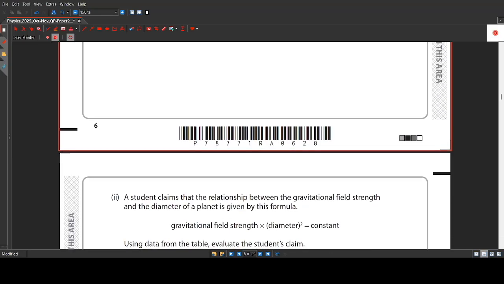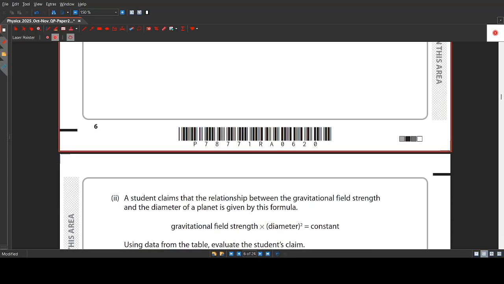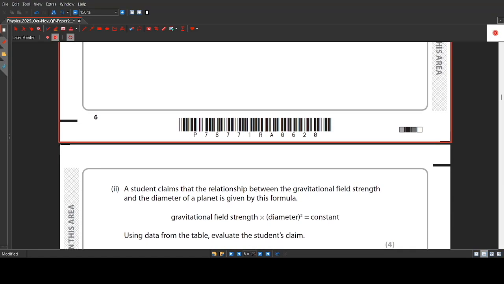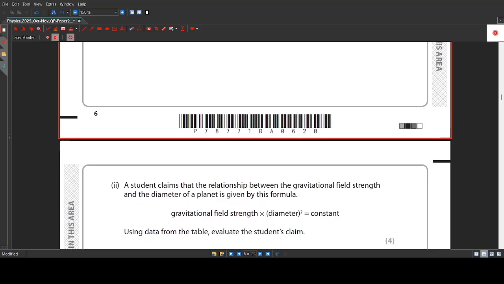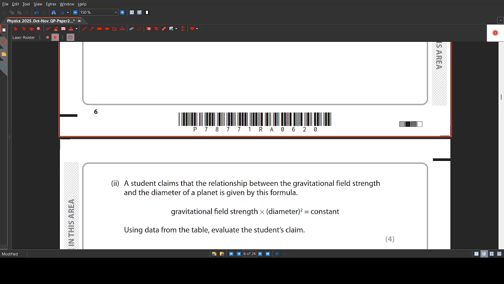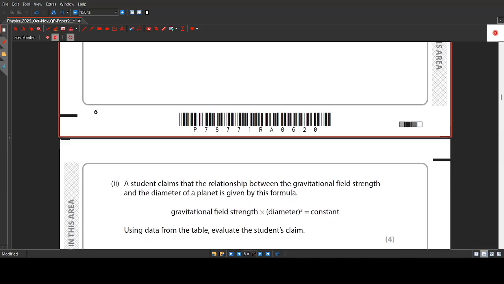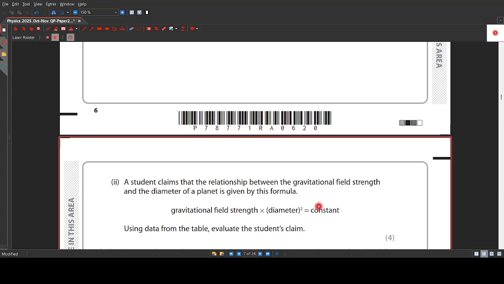A student claims that the relationship between the gravitational field strength and the diameter of a planet is given by this formula: gravitational field strength times diameter squared is equal to constant. Using data from the table, test the student's claim. These types of questions are very simple because you just have to use the data from the table, and you will have to make sure that the calculation that you do using the relationship that has been provided gives you a constant value.